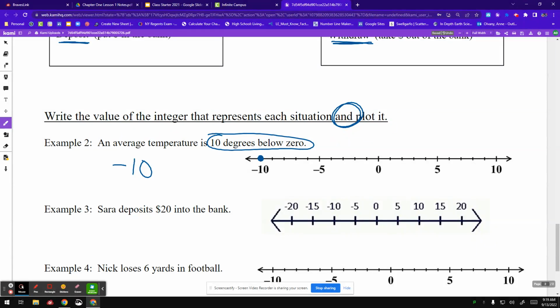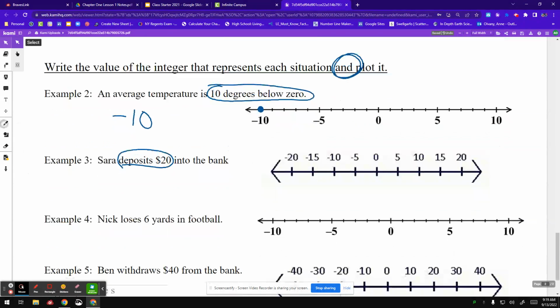How about if Sarah deposits $20 into her bank? That's a positive 20. You don't have to write the plus sign in front of it. We assume it's positive if there's nothing there. And so we're going to plot that on the number line. Find 20.